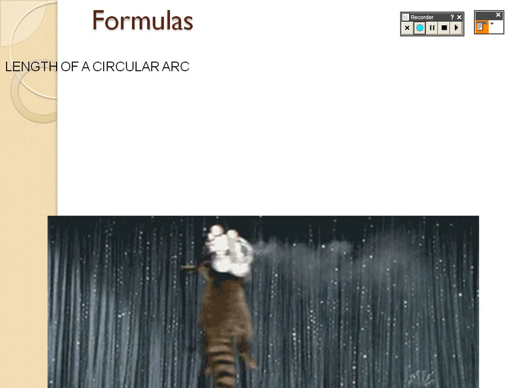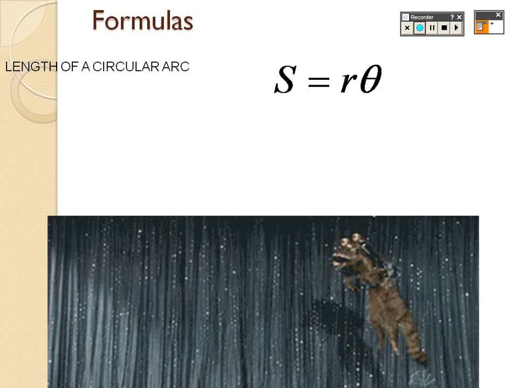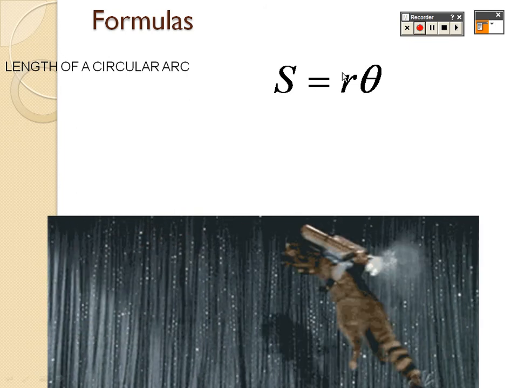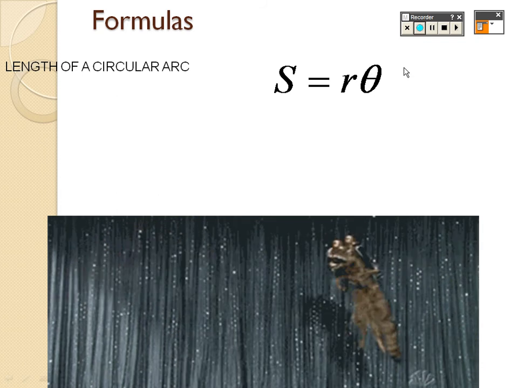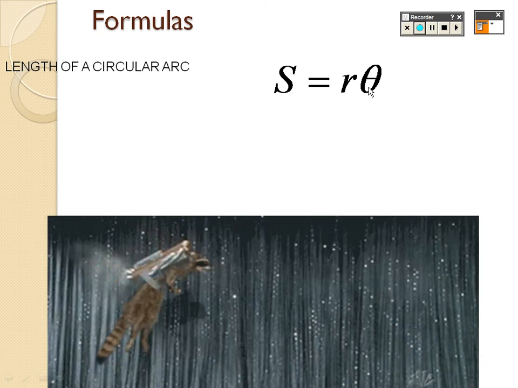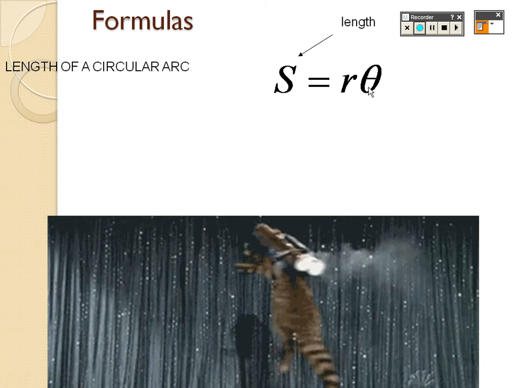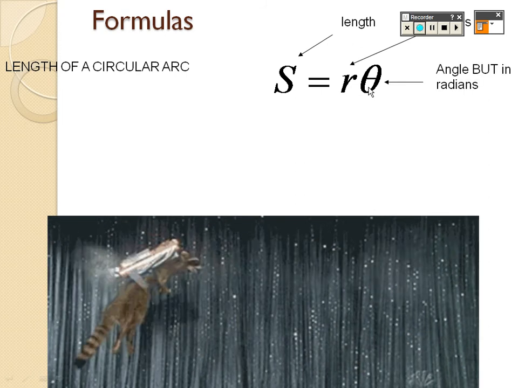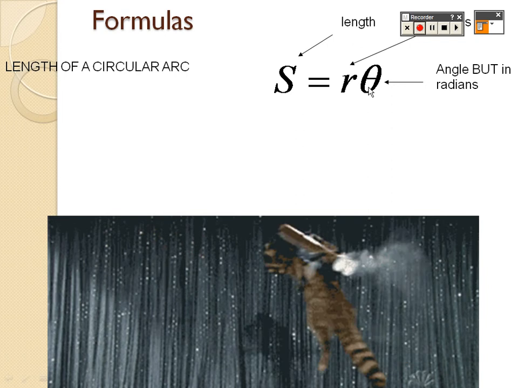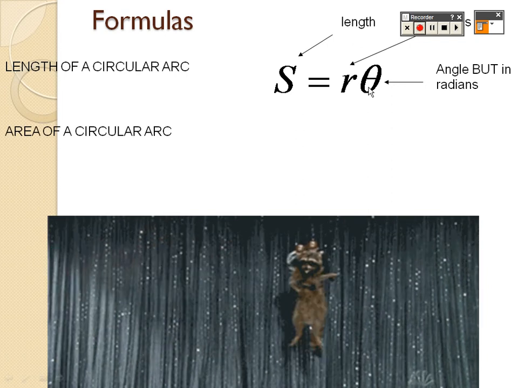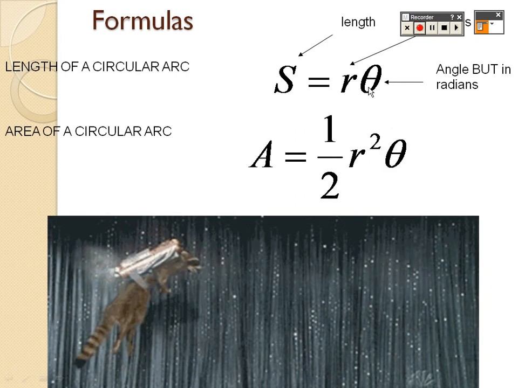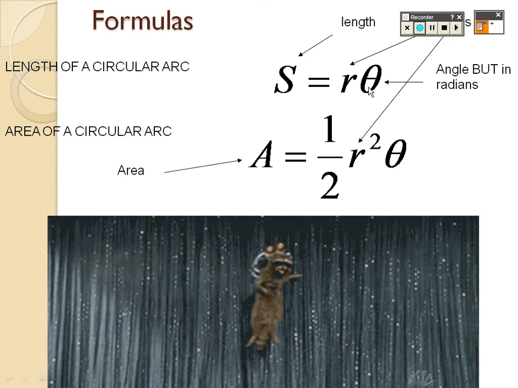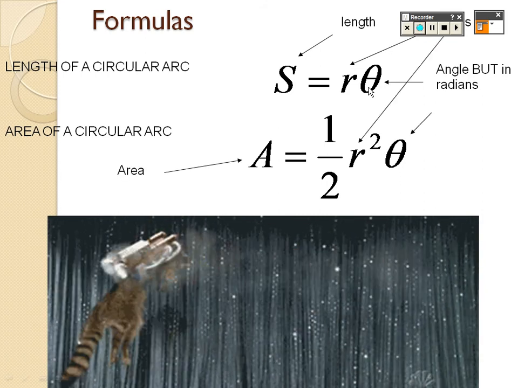Some more formulas to remember. The length of a circular arc. We went over this in 6.1. Remember, this is the radius, and this needs to be in radians. So you might just switch that to radians. That will give you the length. That's the radius, and that is the angle in radians. The area of a circular arc is 1/2 r squared theta, 1/2 times the radius squared times the angle in radians.